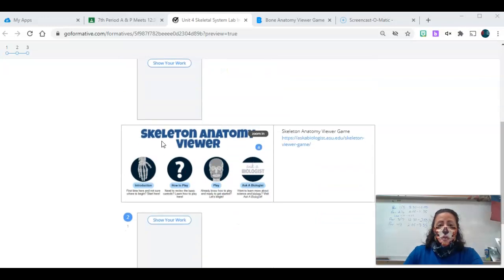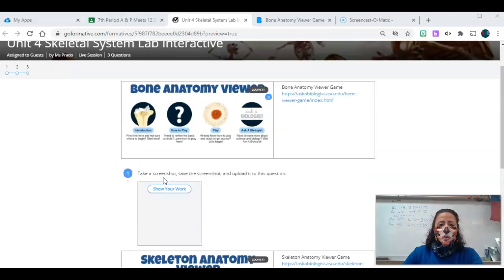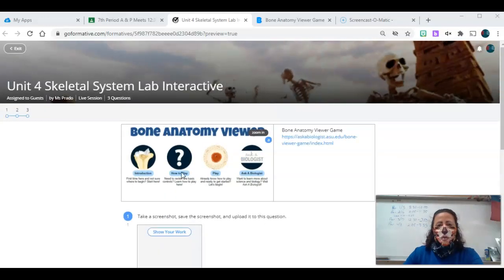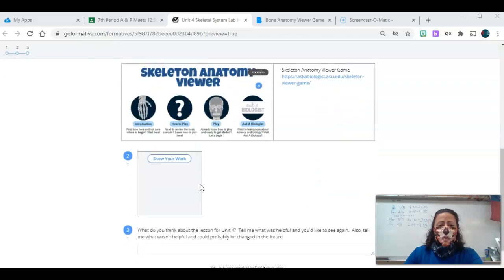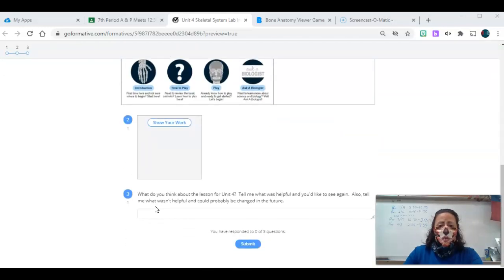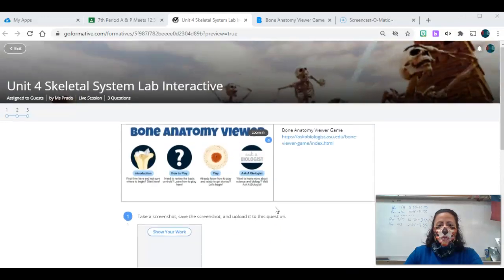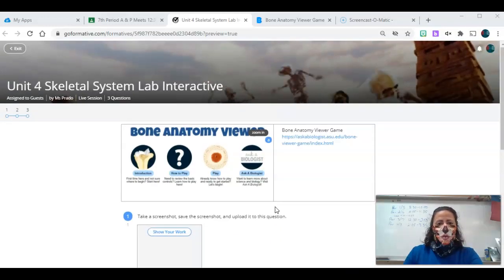There's a second one, a skeleton anatomy viewer, and that deals with the whole skeletal system, whereas the first one just deals with the anatomy of bone tissue. And then at the end, I would like for you to tell me what worked for you, what didn't work for you in our lessons on formative. That way I can continue to improve what I do for you all, okay?